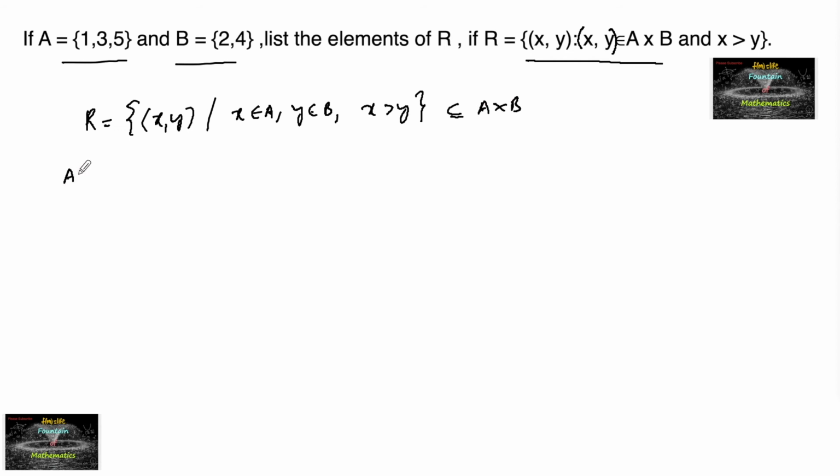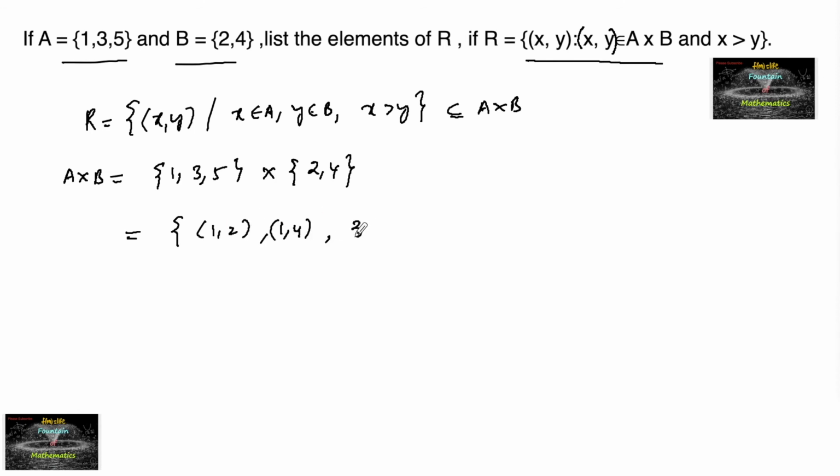So let us write A cross B first. The set {1, 3, 5} cross product with {2, 4}, so we will get the ordered pairs (1, 2), (1, 4), (3, 2) and (3, 4), (5, 2) and (5, 4).